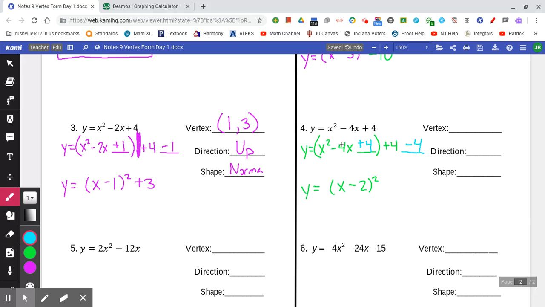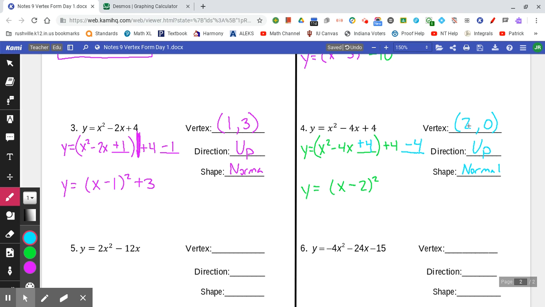Okay. What this is telling me is that this trinomial right here was already ready to be factored and put into this vertex form. So my number out in front was a 1, which once again tells me the graph opens up. The shape of this graph is normal. And the vertex would be located at positive 2, and then no number back here, which would be a 0. So positive 2, comma 0.